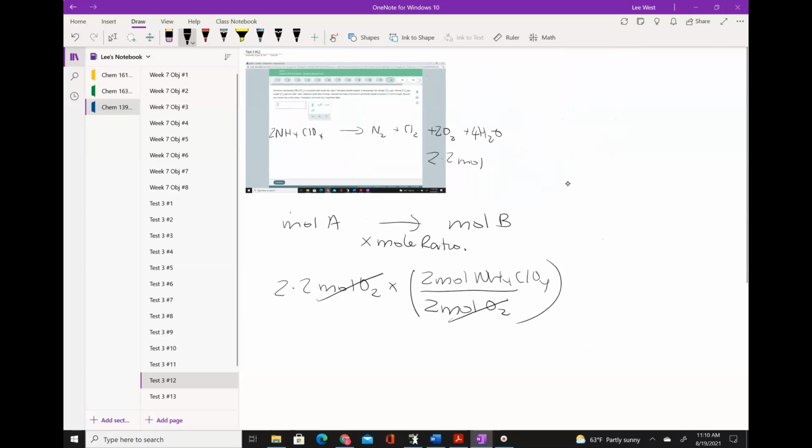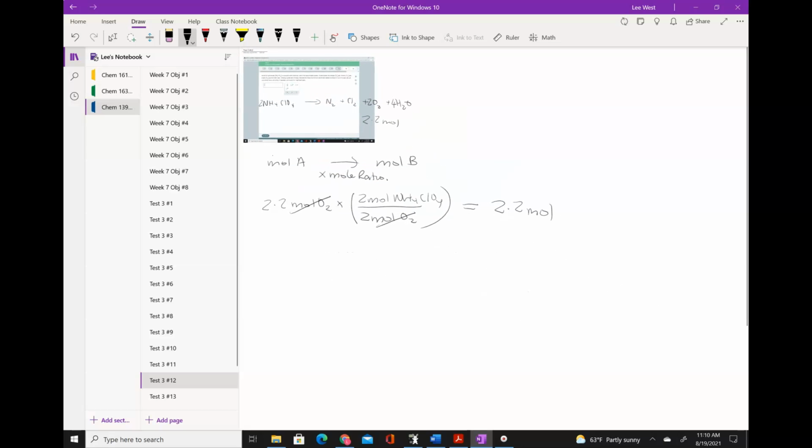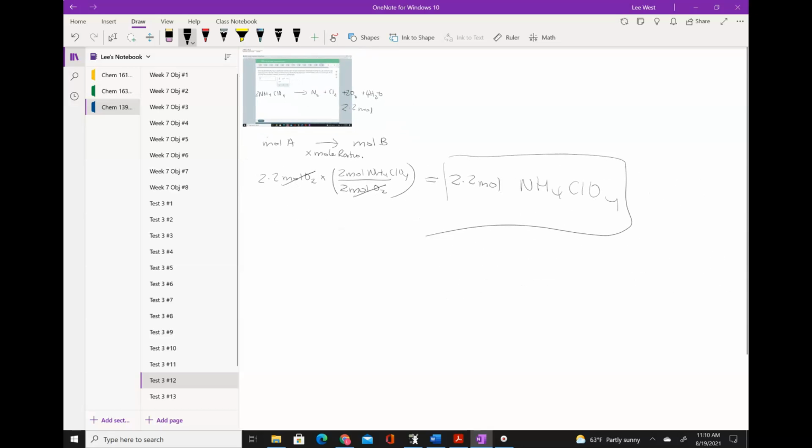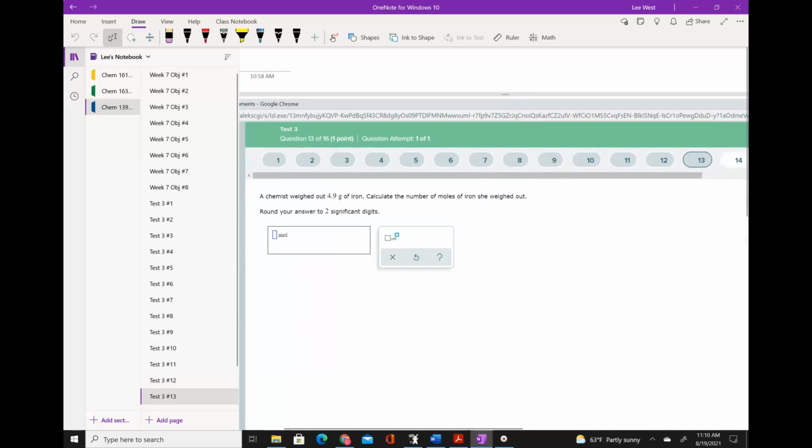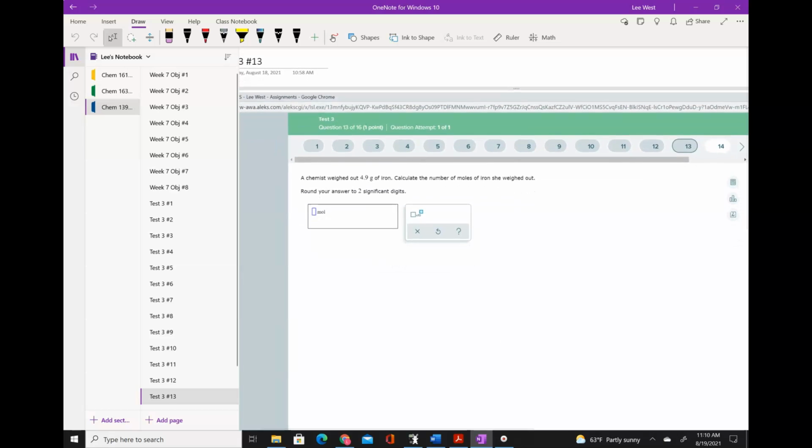And so moles of O2 cancels, and we end up with 2.2 mole of ammonium chloride. And you can see how the units really keep us on track, right? This is really quite important that we do that, or otherwise we end up making dumb errors that we can't detect easily. All right, we're getting near the end here, so that's not bad, right?